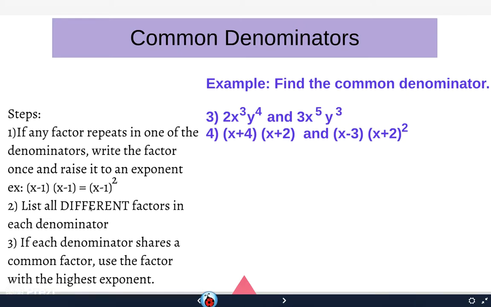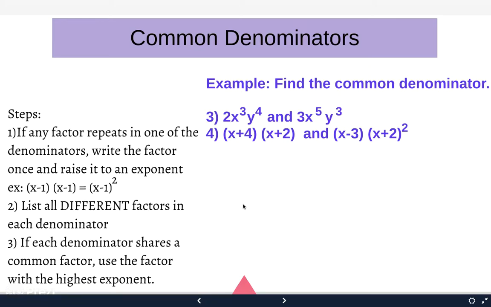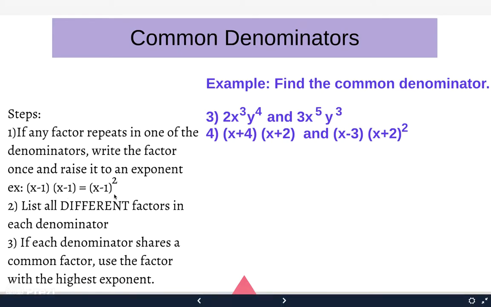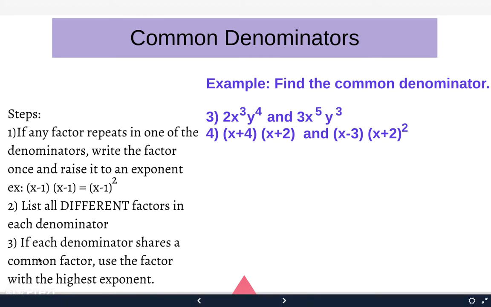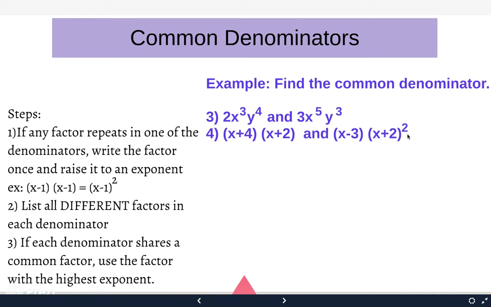Another thing, you list all different factors in each denominator. So every single different kind of factor you see in all the denominators, at least one of those must be in the denominator. And remember, if it repeats, you need to make sure you write it with the exponent that relates to how many of them you have. Now, after you grab one of every single different kind of factor you can see in the denominator, like we said in the last slide, if each denominator shares a common factor, use the factor with the highest exponent. So you probably already see here, see how there's an x plus 2 in each denominator? So we're going to be using the one with the higher exponent, which is x plus 2 squared.